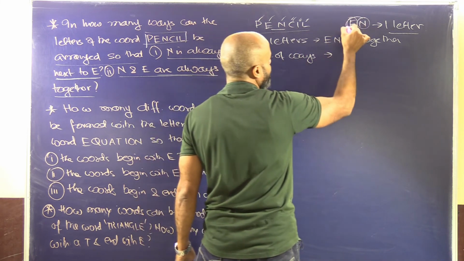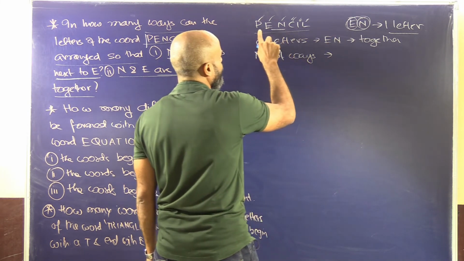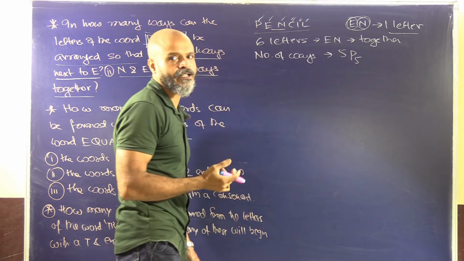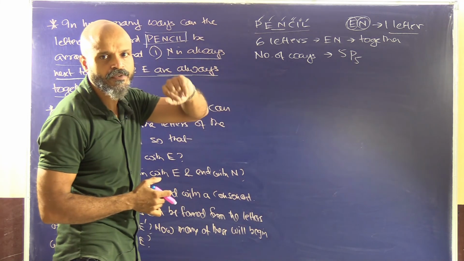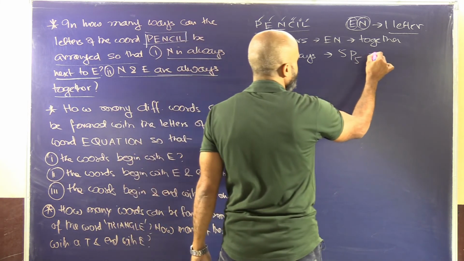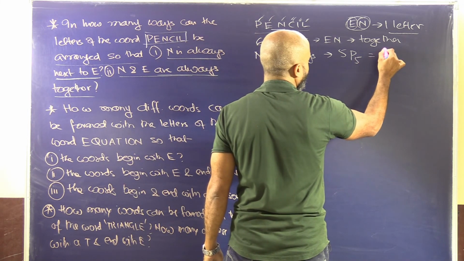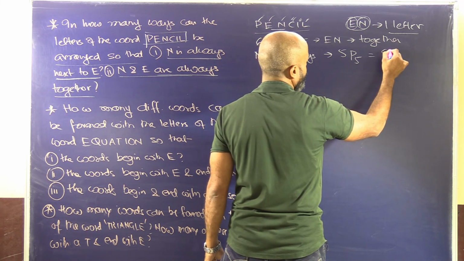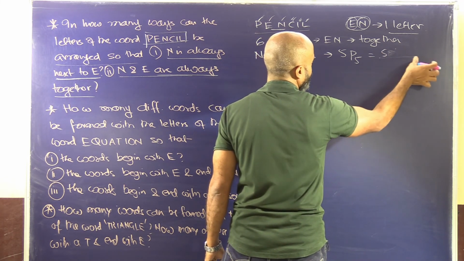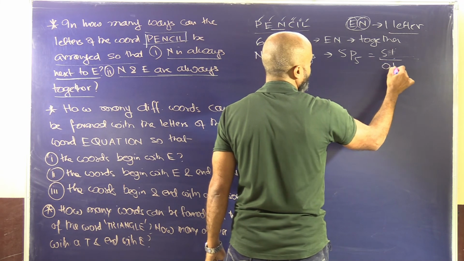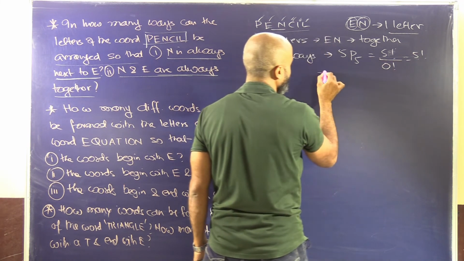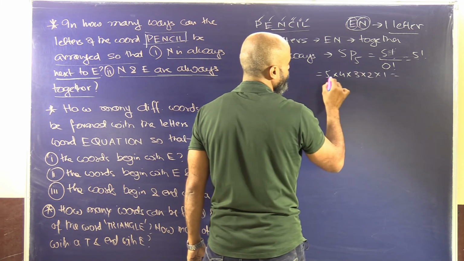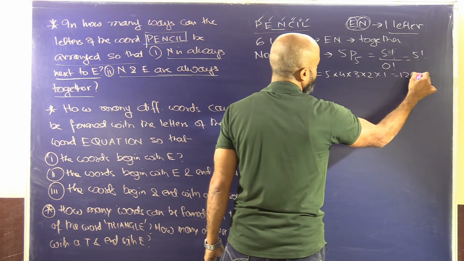So we take en to be one letter, so that will be giving us 5 letters, and this can be arranged in 5P5 ways. En are always together, so we are taking them as one letter. So this will be factorial 5 upon 0 factorial, which will be factorial 5. That will be 5 into 4 into 3 into 2 into 1. That will be 120 ways.